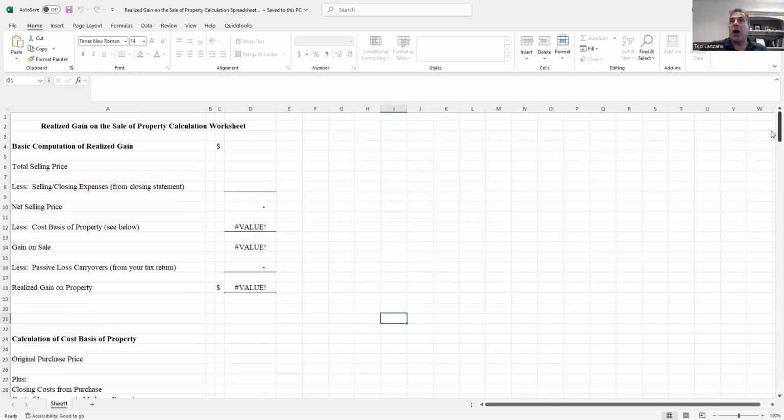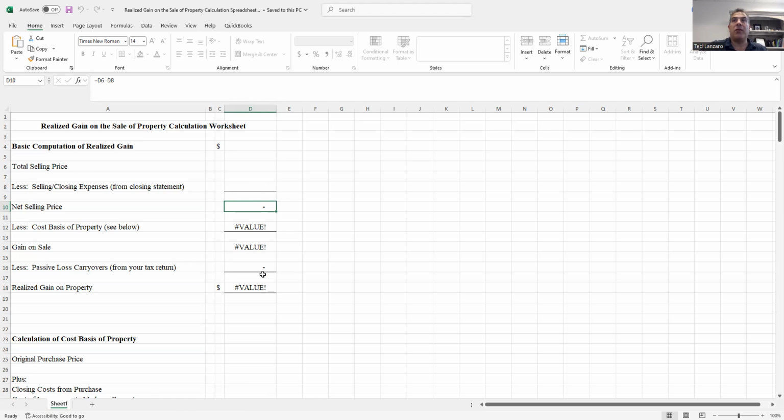So then we move that number up and we put it right here. And we then calculate the selling price off the closing statement, or the estimated selling price from the offer. We can either take the closing expenses off the closing statement, or we can estimate them to come to a net selling price. When I say estimating, I'm talking about in advance. If you wanted to do an estimate of the gain in advance of the actual closing, we could estimate. So you come to a net selling price, then you get your cost basis from the worksheet below, and that's your gain on sale, right?